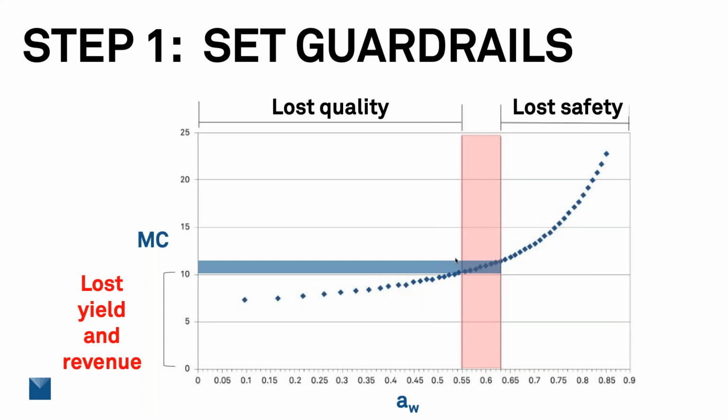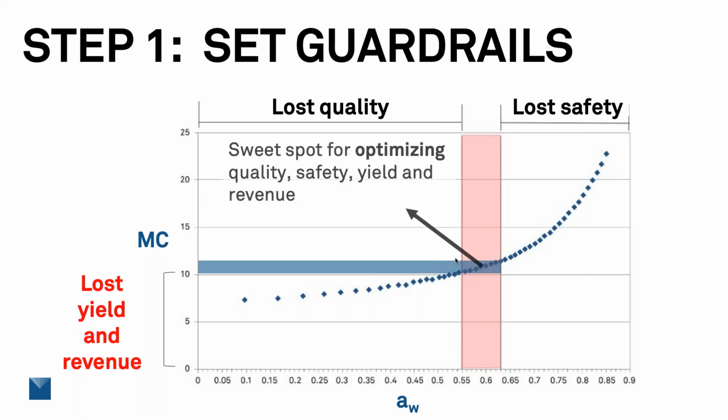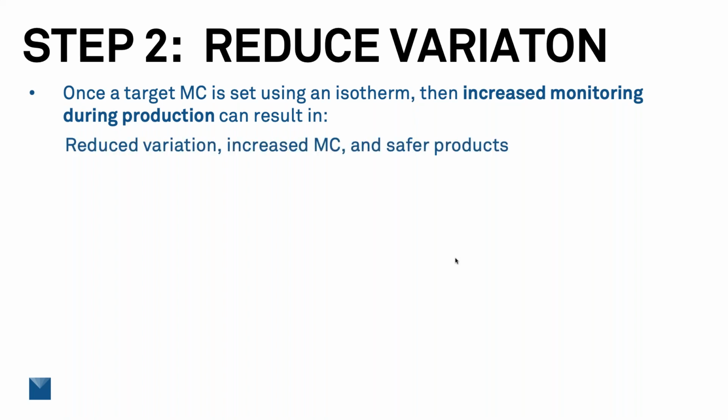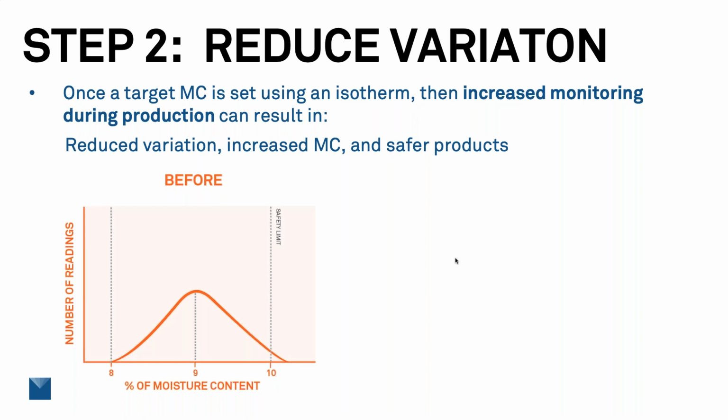By using this isotherm and having some knowledge of water activity, we're able to find the sweet spot for optimizing all of these things that we want to consider. Now, the second step is to reduce variation in production. Once we set that target moisture content using our isotherm, it's really important to start increasing the monitoring of your product during production. This can result in 3 things: reduced variation, an increased moisture content, and also safer products. Let me show you exactly what I mean.